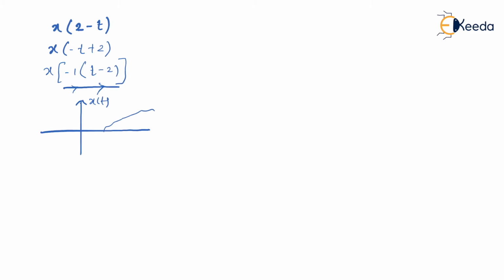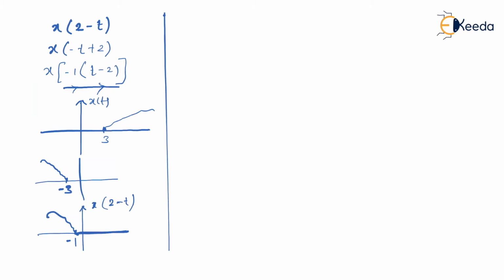So x of t was such signal which is equal to 0 for t less than 3. Is that right? So when you apply time reversal, we'll again get this kind of signal. And after that, I'm going to delay by 2. And to delay by 2, you have to add 2. In that case, I'll get this kind of signal, which is 0 for t greater than -1. So this is your final signal of x of 2 minus t.